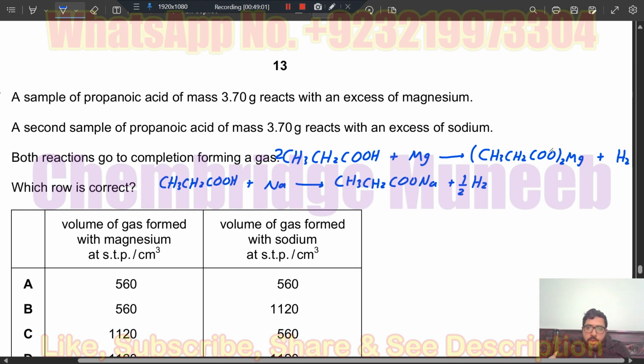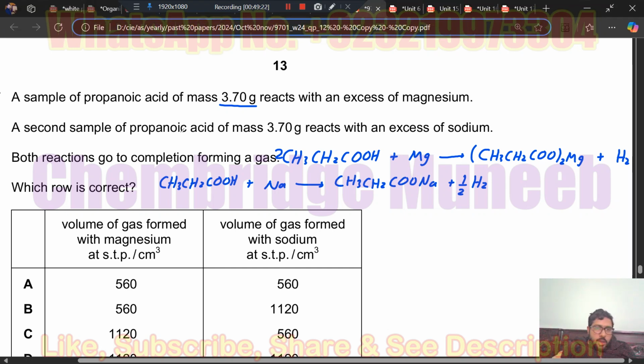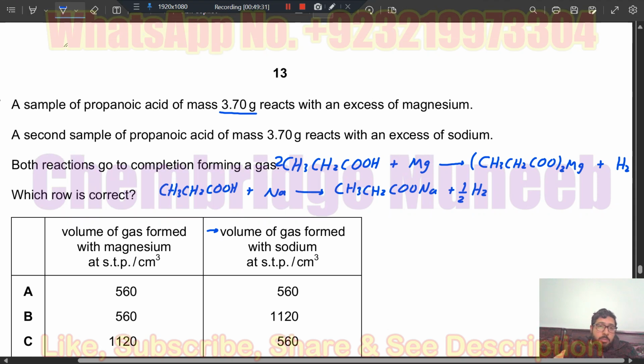So when magnesium is reacting, we get 2 moles of the propanoate ion, but when sodium reacts, we have 1 mole of the propanoate ion. But in case of hydrogen gas, magnesium produces 1 mole of H2 gas, but sodium produces half mole of the H2 gas. Now we are given the mass of the propanoic acid, and it is the same in both reactions. Now we have to convert the mass into moles, because we are supposed to find the volume, and for this purpose we must have the value in terms of mole.